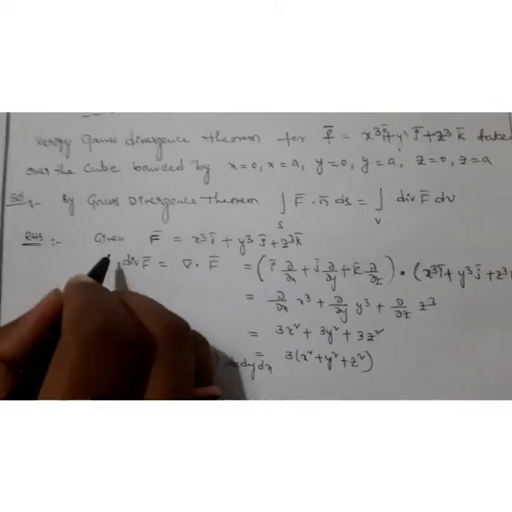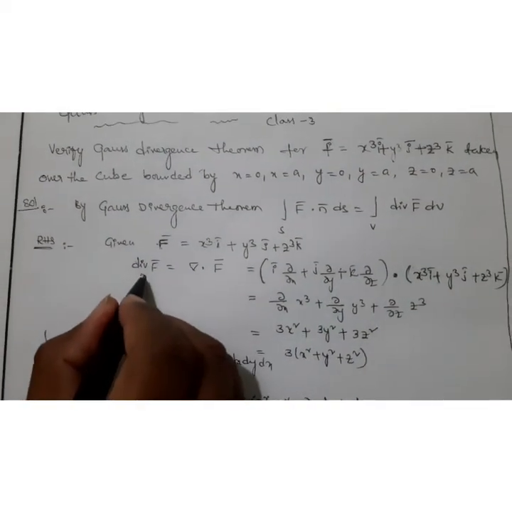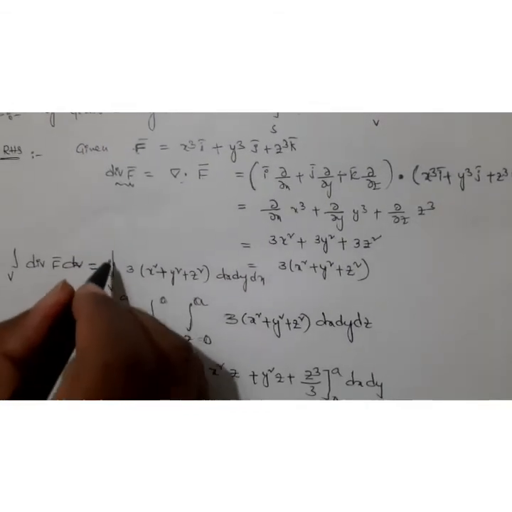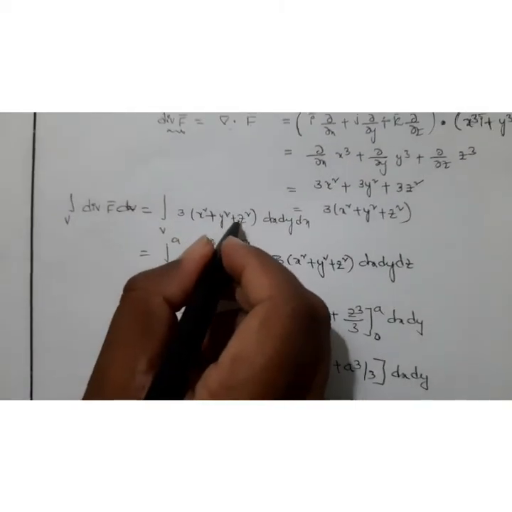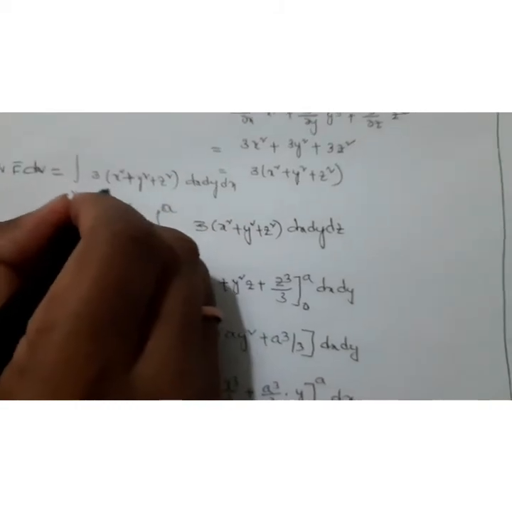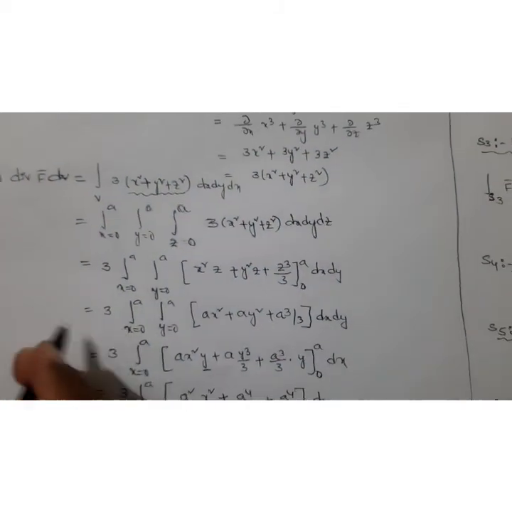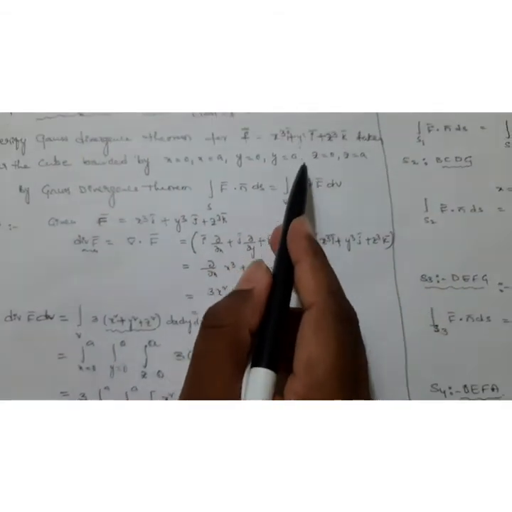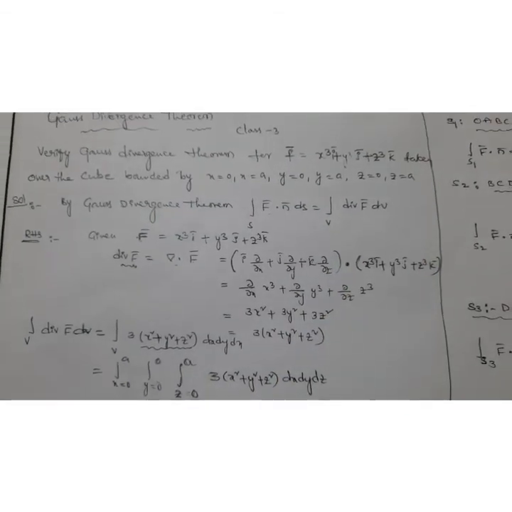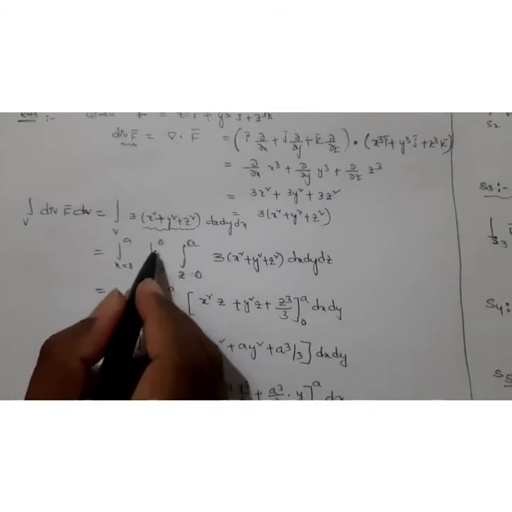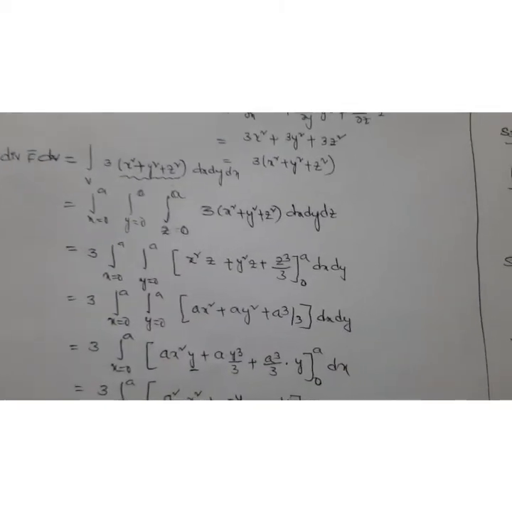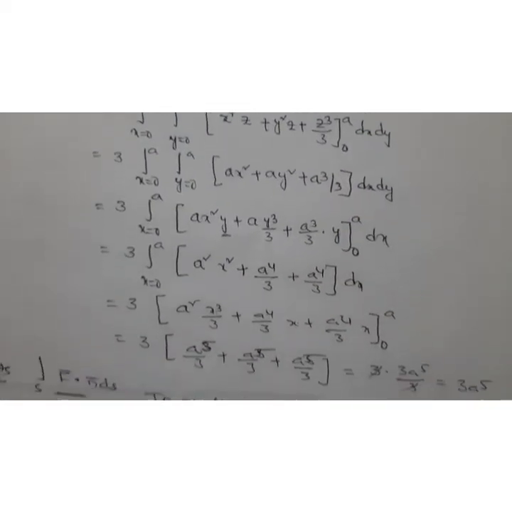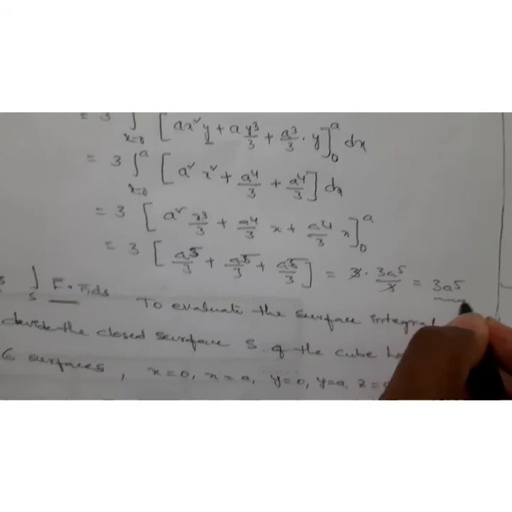First I am finding the RHS. Given f bar, find the divergence of f bar, del dot f bar value. Then the integral over V of divergence of f bar into dV is equal to the integral over V of 3 into x square plus y square plus z square into dx dy dz. This is the divergence of f bar value. Then the cube is bounded by x is equal to 0, x is equal to a, y is equal to 0 and y is equal to a, z is equal to 0 and z is equal to a. Therefore, x varies from 0 to a, y varies from 0 to a, z varies from 0 to a. First complete the integration with respect to z, next with respect to y, next with respect to x. After simplification, we get 3a power 5.